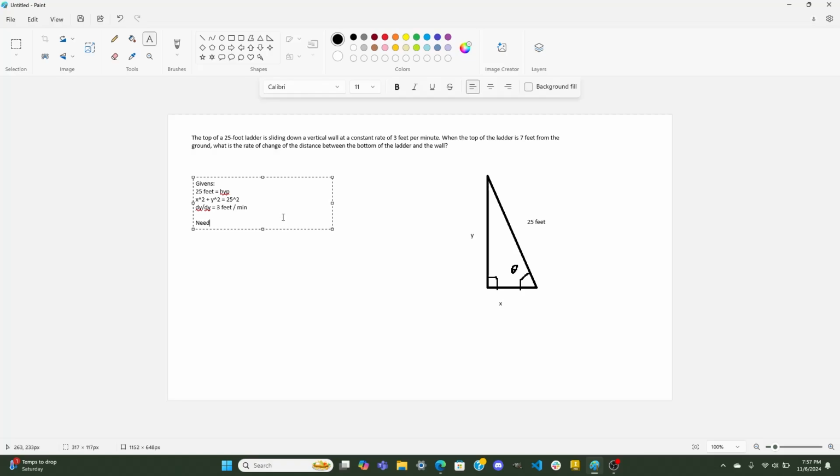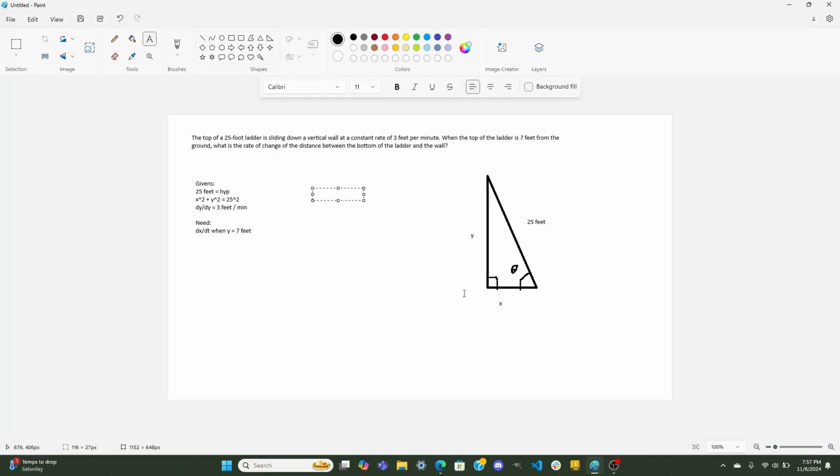So we need to find, speaking of, the change in x, or the derivative of x over the derivative of time, when the top of the ladder, or y, is equal to 7 feet. So now that we have everything defined, let's start by actually using it in the problem.